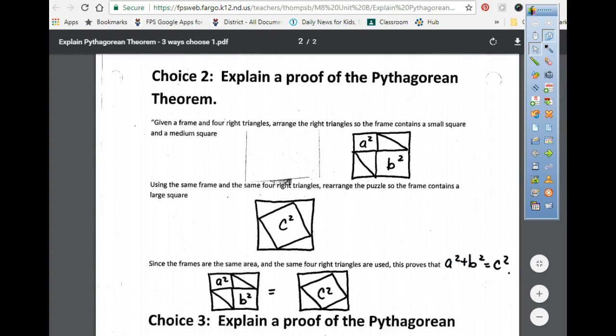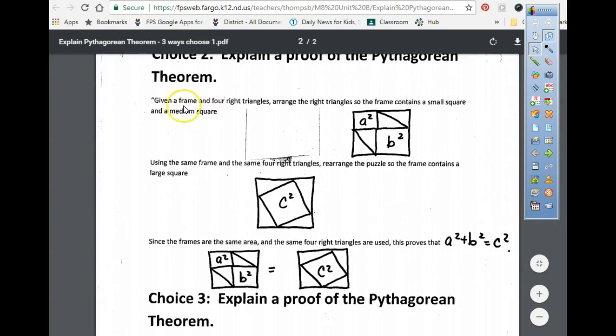What was the one that we did last Friday? Given the frame and right triangles, arrange the triangles in the frames so that the small and the medium square and 4 triangles fit. And then in the same frame, you have 4 triangles and you have the large square. Since the frames are the same area and the same 4 right triangles are used, that proves that A squared plus B squared equals C squared. And you'd want to draw the pictures with it, okay?